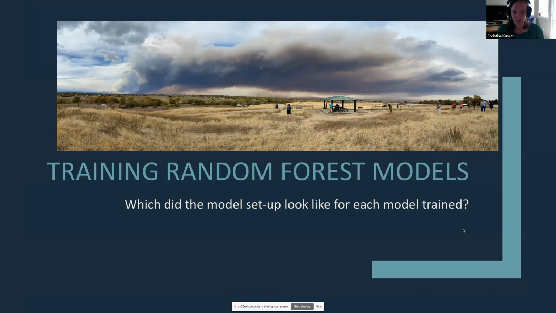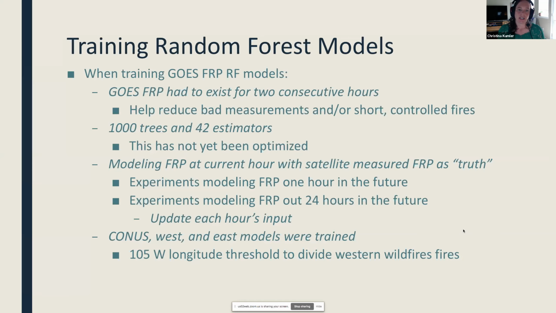So, training the random forest models, what did the setups look like for each model that was trained? When we were training the GOES FRP random forest models, these were intended to represent a current hour FRP based off of yesterday's FRP value and those meteorological values. To help reduce the controlled fire data points or bad data points, we set a rule that an FRP point for GOES data needed to exist in a WRF grid cell for 2 consecutive hours. It was not a perfect metric, but it helped substantially.